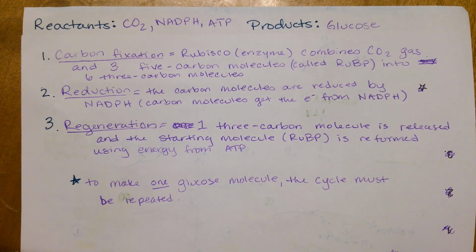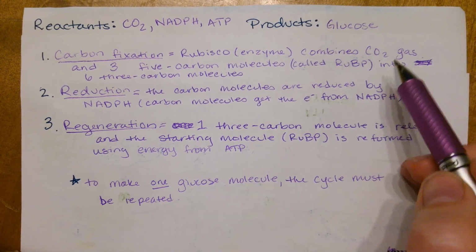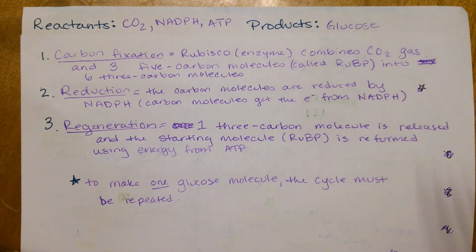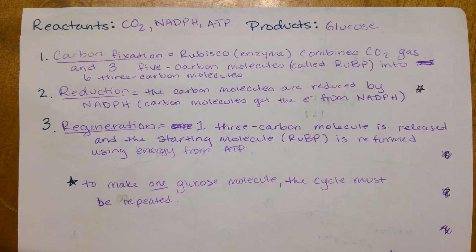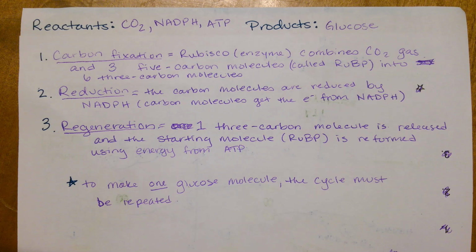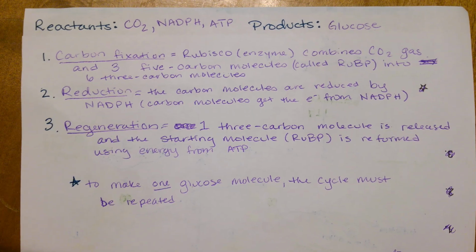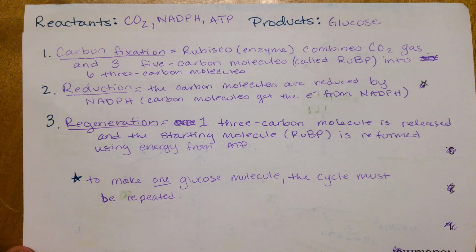An enzyme called rubisco combines carbon dioxide gas and 3 existing 5-carbon molecules, they're called RUBP, you don't need to remember their name though, into 6 3-carbon molecules. So that's the first thing, is that we're taking gas and combining it with a solid molecule into a permanent solid molecule.